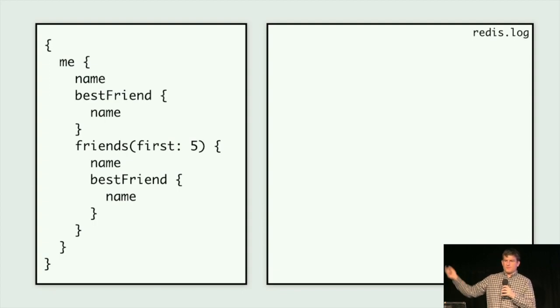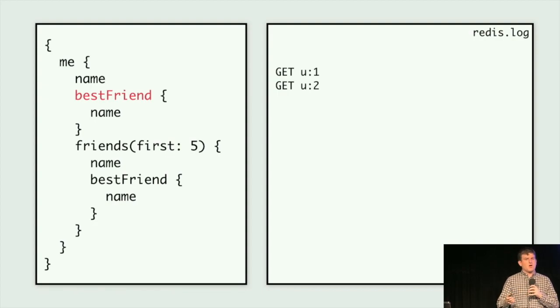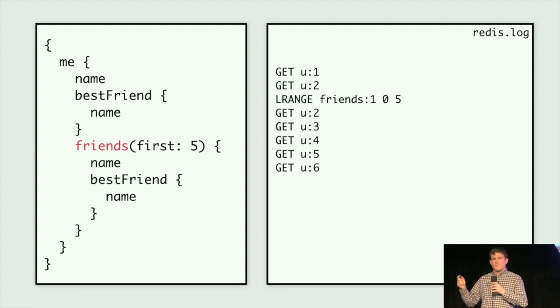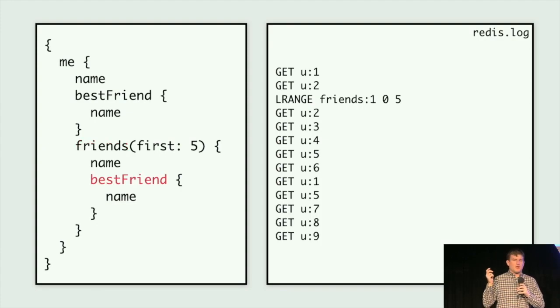Let's assume that we have this fictional Redis log, which is going to log all of the keys that we're fetching. Well, we're going to fetch a logged in user, so that's going to be a get. Then we're going to fetch that person's best friend. That's also going to be a get. And then we'll do some sort of range query, and we'll say, OK, give me the first 5 friends. And then we're going to fetch all of their names, so we'll issue 5 more get queries to the back end. And then we're going to ask for all of their best friends.